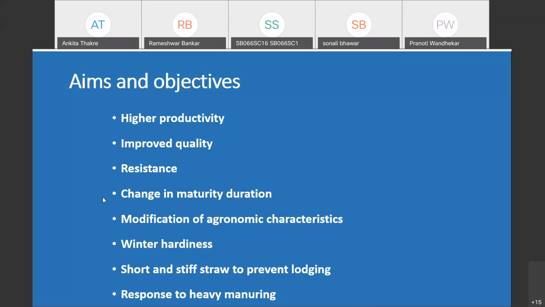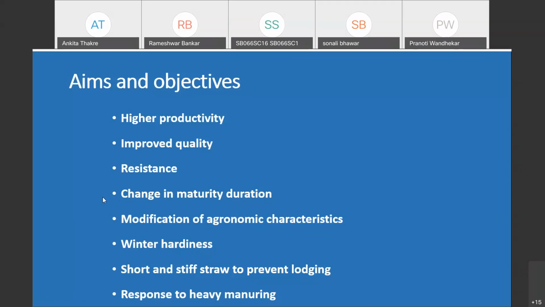Then improved quality. Improved quality means the improvement in the shape, size, color, flavor, nutrition, taste, then malting, milling, baking, keeping, and cooking, etc. in the food grains, vegetables, or fruits.